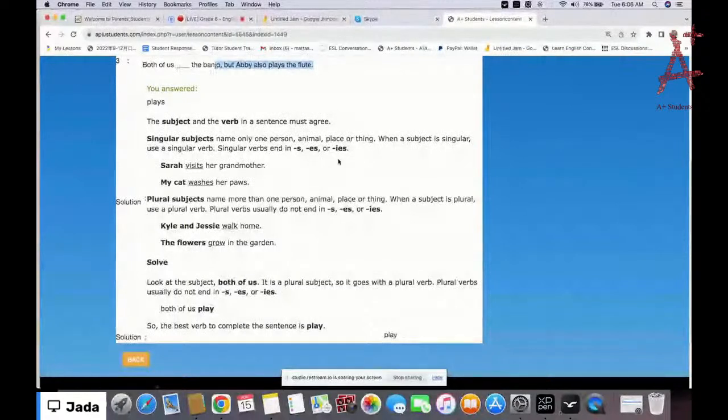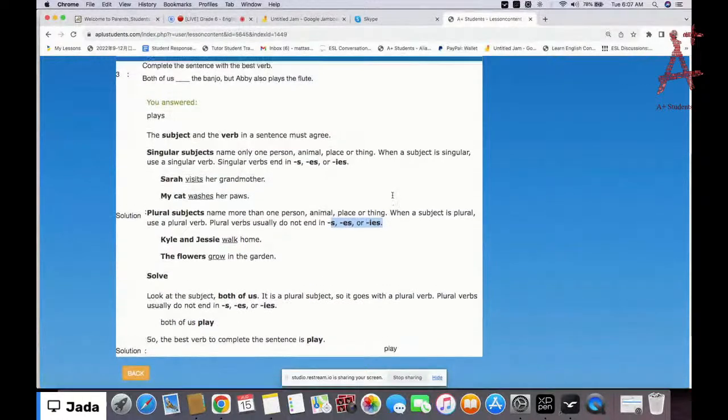You can see that the play here is not singular, because when it's singular, it is usually with s, ies, or es. The play here is a plural verb, and we all know that plural verbs do not end in s, es, or ies.